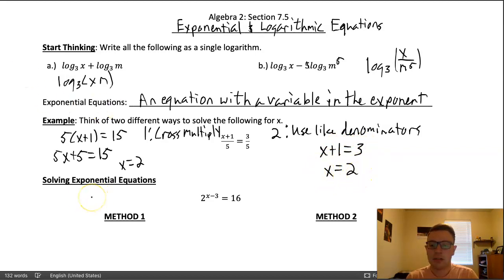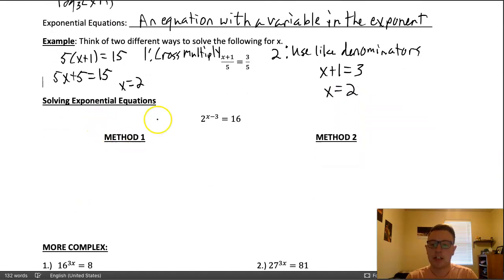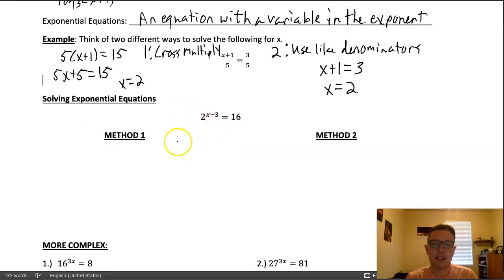Now this is similar to the ways we can solve an exponential equation. If we have 2 to the x minus 3 is equal to 16, the first method we can use is set them so that they have common bases. Do the same thing as with the like denominators. So method 1 is going to be common bases.